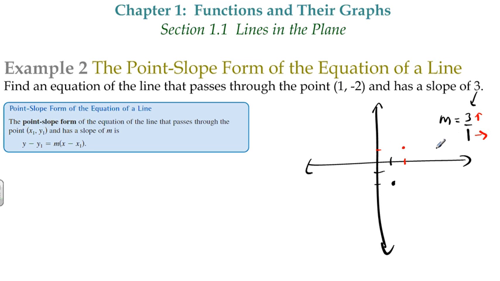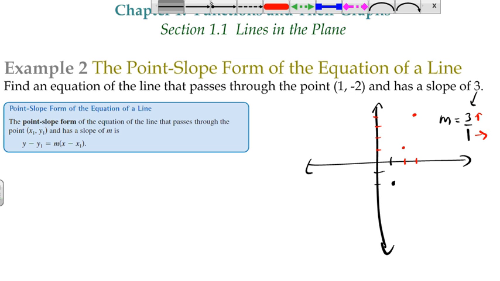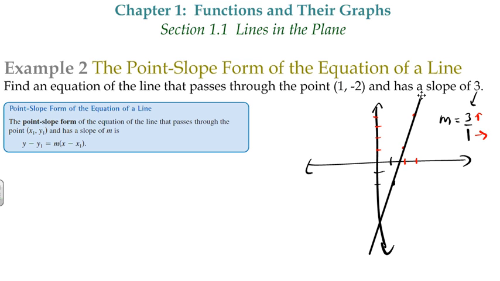And then I can find another point. I can go up 3, 1, 2, 3, and I could go over 1. And I could go all day right here, right? So I can draw this line right now, and I'm going to just use my little tool right here to hopefully make it look as straight as possible. Okay, so I can draw my line right now, which is pretty sweet.